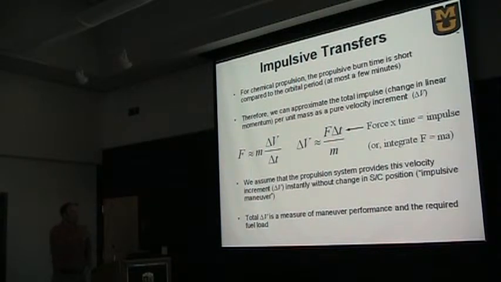So it turns out delta V, this change in velocity, can really be a measure of the performance of the maneuver, the amount of propellant needed. And you kind of see that in the equation. It's force times delta time. So if delta V is large, that means the burn time was very long, and it took a lot of propellant.